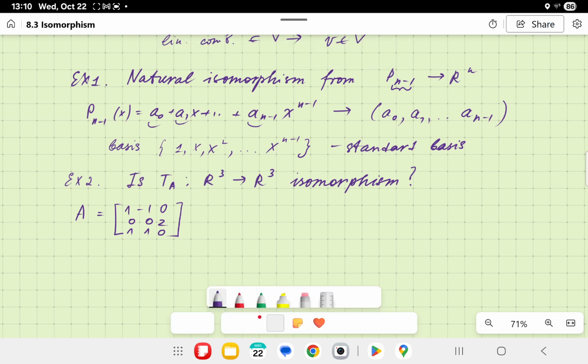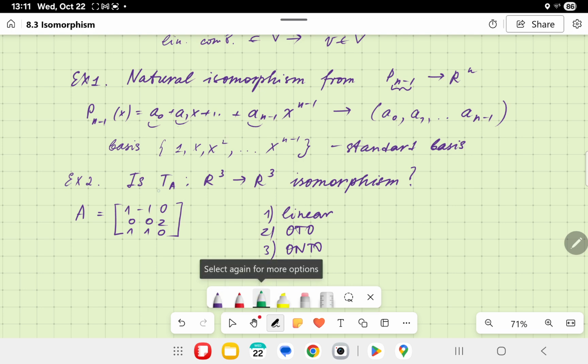So basically, guys, we need to check 3 things: linear, one-to-one, onto. Well, how do we know it's linear? Well, we know that matrix transformations are linear transformations. So it's linear because it is a matrix transformation.